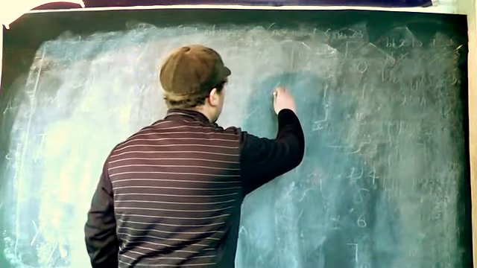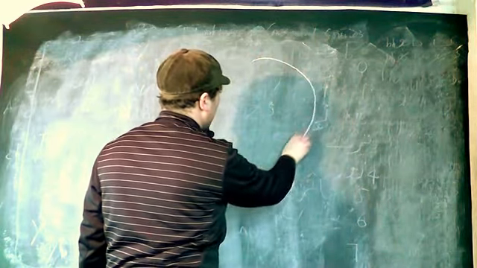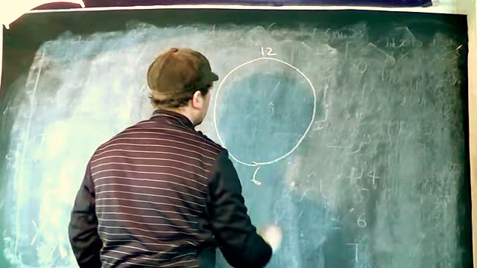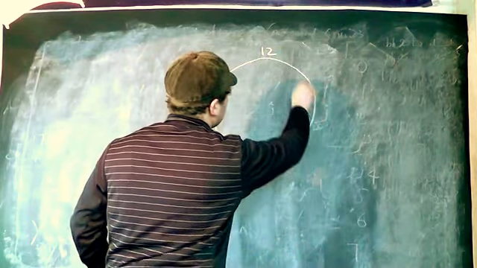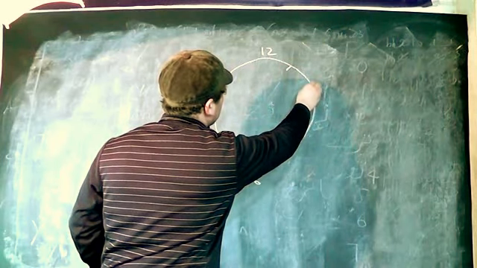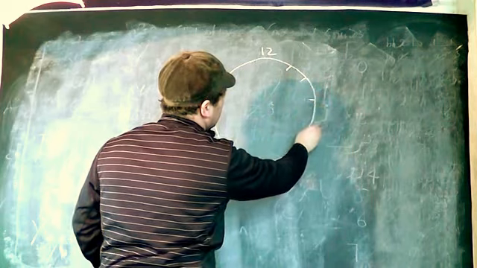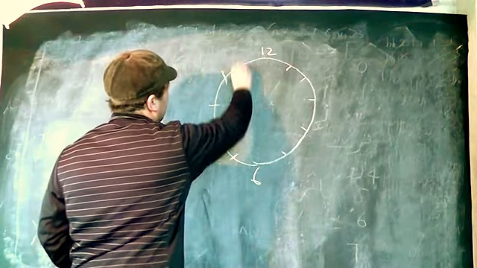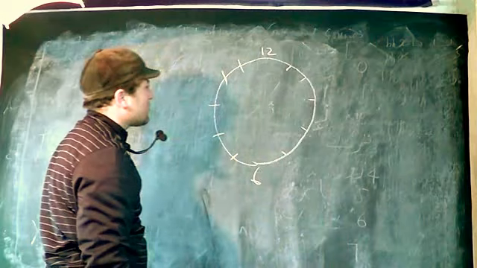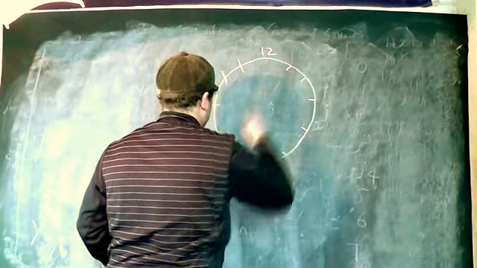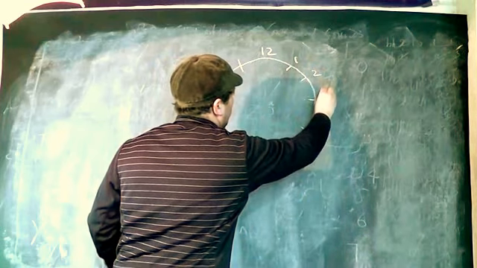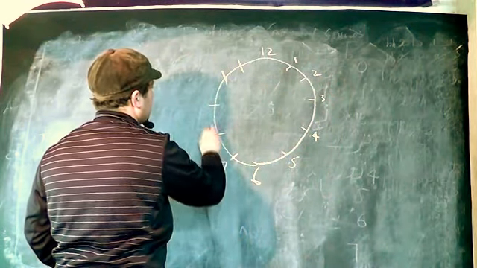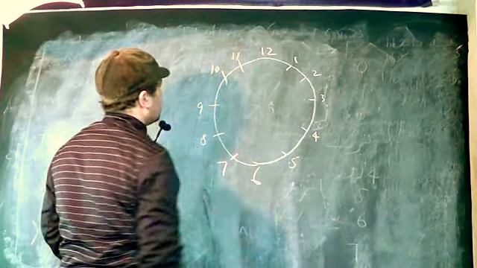First, we'll make a clock. For example, this is the clock. And we'll write here, this is 12 and this is 6. This is 1, this is 2, this is 3, this is 4, this is 5, this is 6, this is 7, 8, 9, 10, 11, 12. So let's mark them first.